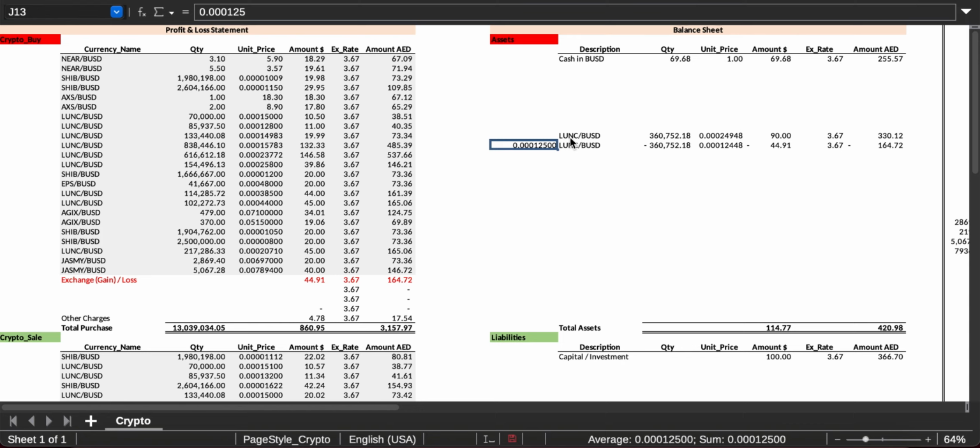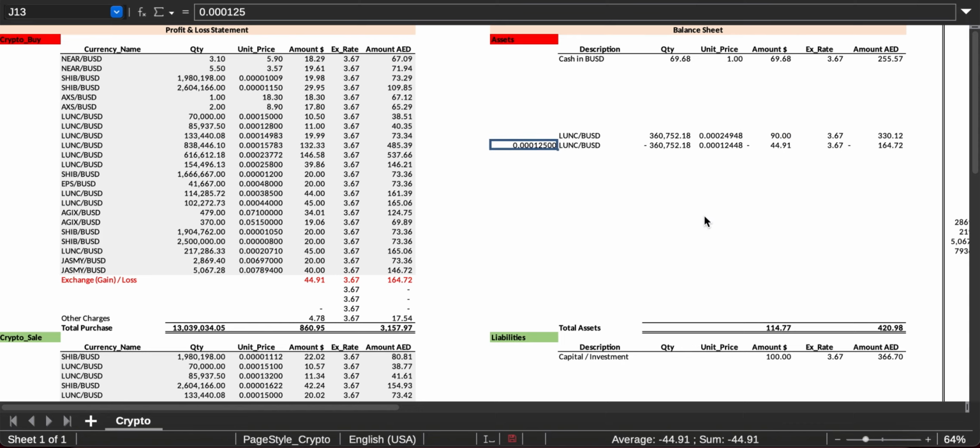The rate is 0.000125. So what is the loss? 44.91. What is the actual value in our asset? It is 45.09. Okay, the value of our asset is now 45 dirham, because 44 is the loss.